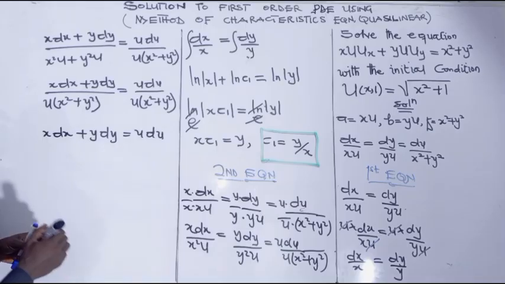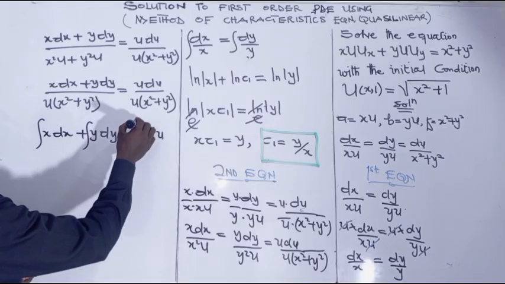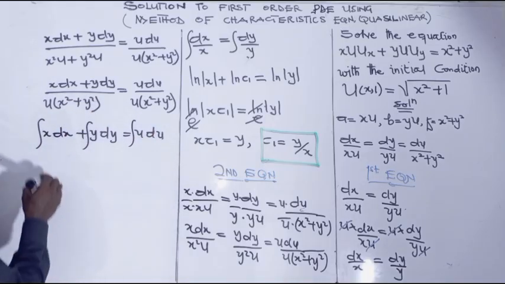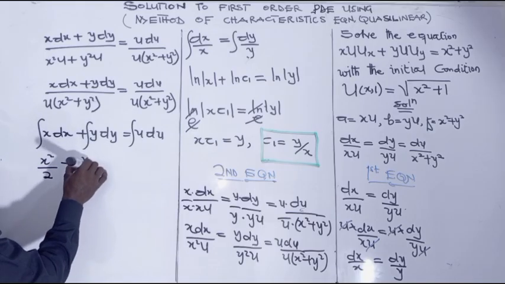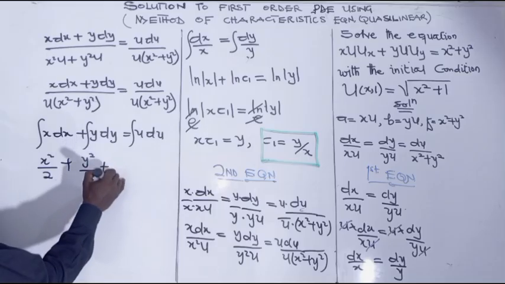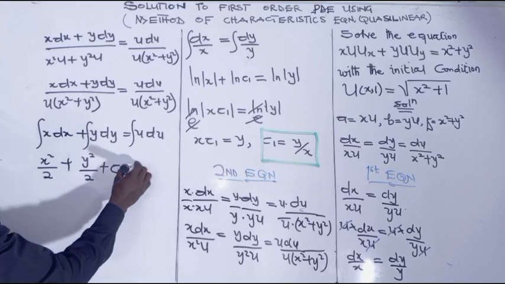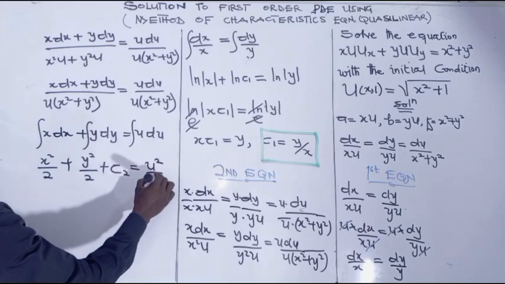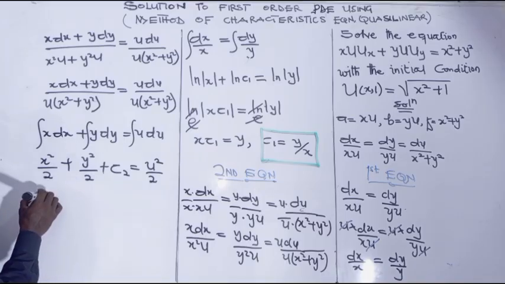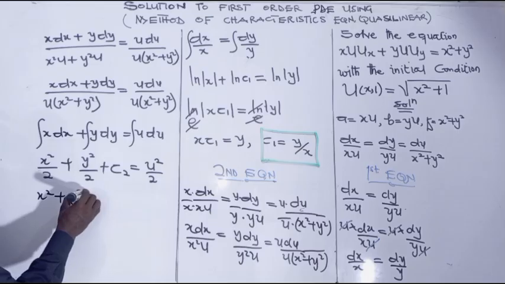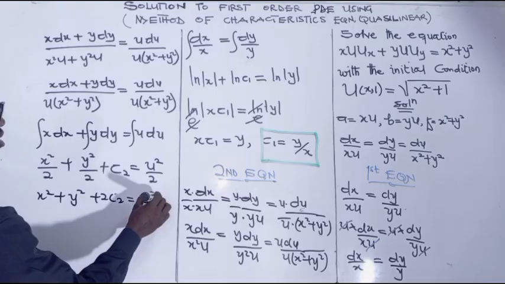So from here we have separated the variables into x, y, and then u. So we can integrate term wise. When we integrate x dx, we are getting x squared all over 2, plus when we integrate y dy, we are getting y squared all over 2. Then we add our constant of integration. Since we have c1, let's call this c2. And then this is giving us u squared all over 2. So let's clear the fractions by multiplying through by 2. So we have x squared plus y squared plus 2c2 is equal to u squared.